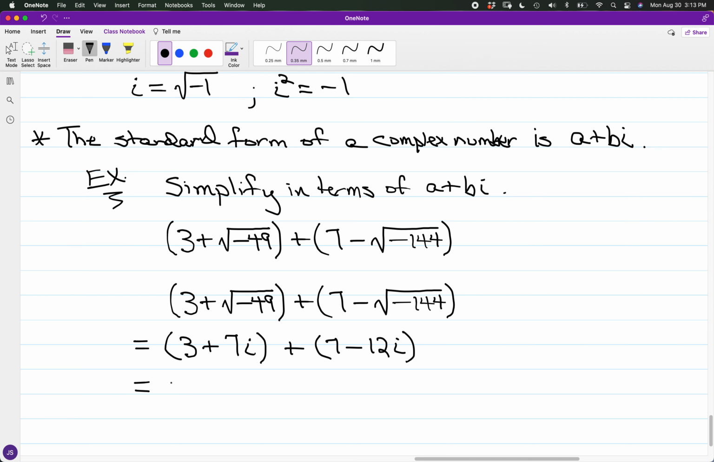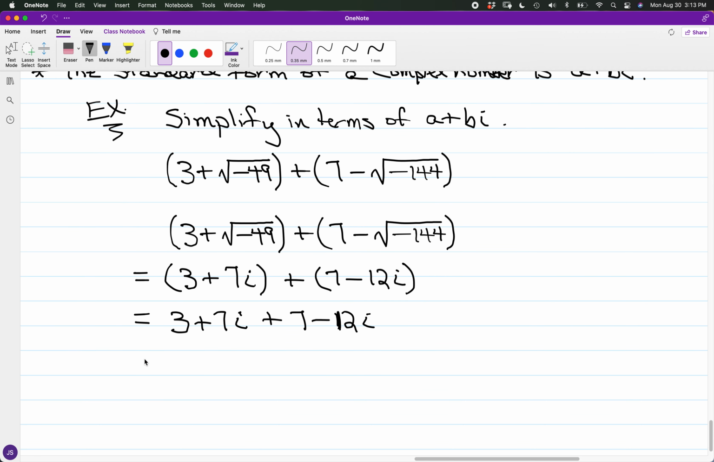And if I remove the parentheses, I have 3 plus 7i, and we have plus 7 minus 12i. So there was no negative or subtraction to distribute, so no sign changes here. And you can mentally combine your constants and I terms. I'm just going to move the constants to the front, just add in this extra step here. So you got 3 plus 7, and for the complex terms, they have 7i and negative 12i.